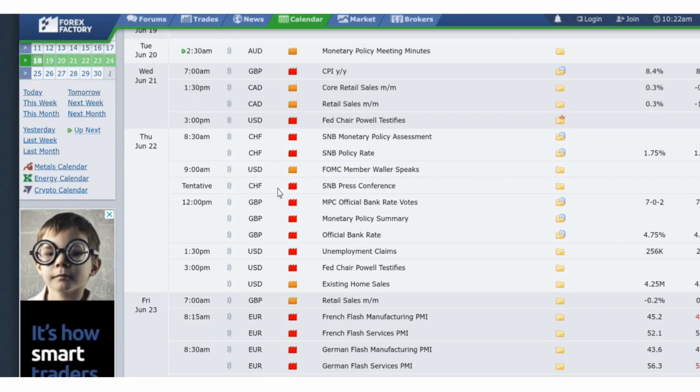On Thursday we have the Swiss franc monetary policy, where they propose a 25 basis point interest rate hike. Let's see how it goes right there. On Thursday too we have the press conference coming out of the Swiss franc. Then we have the monetary policy and the official bank rate, the interest rate hike speech from the Bank of England.